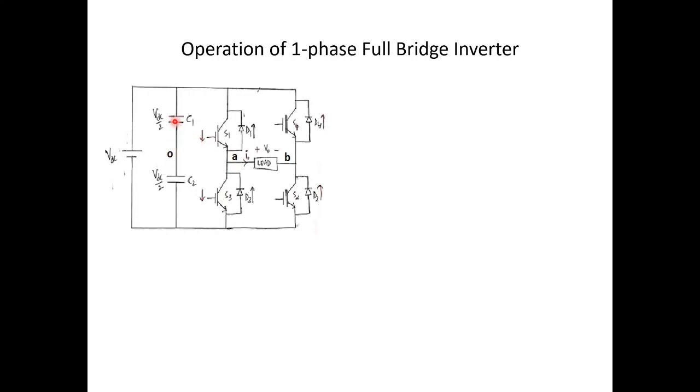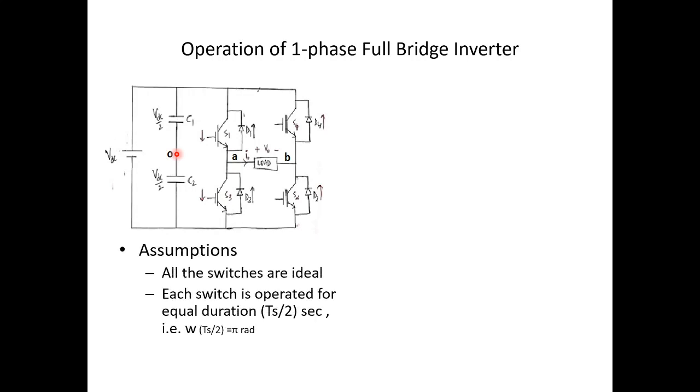Here on the input DC link side I have taken two capacitors with equal magnitude, so that the voltage appearing across each capacitor is VDC by 2 and VDC by 2, and I have taken a midpoint. This middle point, point O, is for the analysis of the operation. Now the assumptions that I have considered for explaining the operation are as follows. The first one, all switches are ideal. The second one, each switch is operated for equal duration, that is Ts by 2, where Ts is the switching period to complete one cycle.